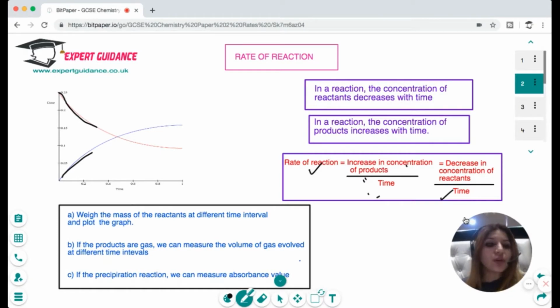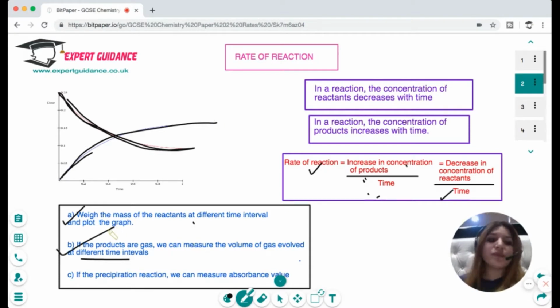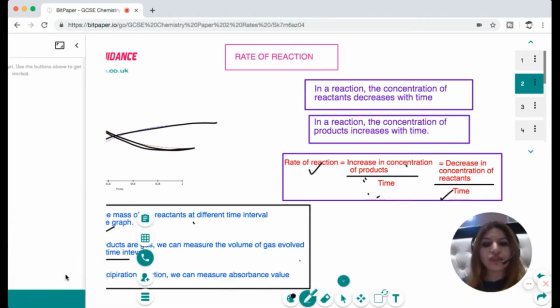Now, it depends on what kind of reaction we are taking. So if the reaction involves a solid reactant, we can weigh the mass of the reactant at different time intervals and plot the graph, and we'll get a shape of the graph something like this, sloping downwards because the reactant decreases with time. On the other hand, if there's any reaction that involves gases, we can measure the volumes of gases evolved at different time intervals, and we'll see that the graph looks like this, where volume of gases increases with time. And if there's any reaction that has a precipitate being formed, then we can measure the concentration of this precipitate by using a spectrophotometer and measuring the absorbance value.